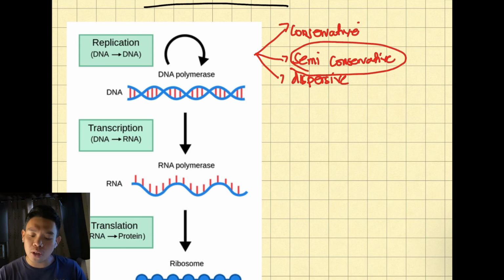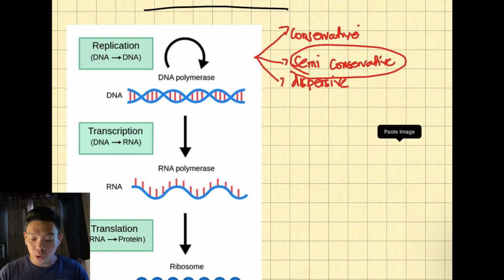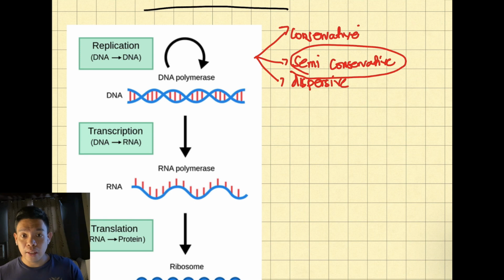So what is conservative, semi-conservative, and dispersive? This is a very easy way to understand the manner of replication. The DNA has a double strand. The way the DNA replicates or produces another strand is through the process of semi-conservative replication.